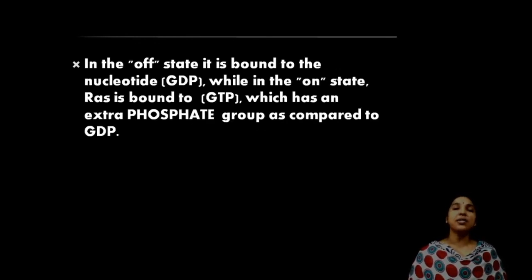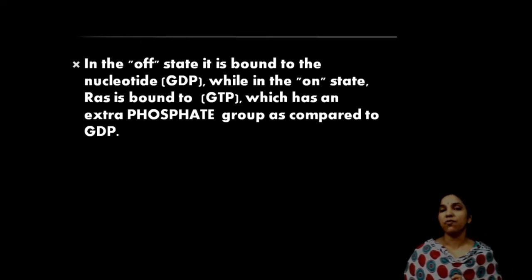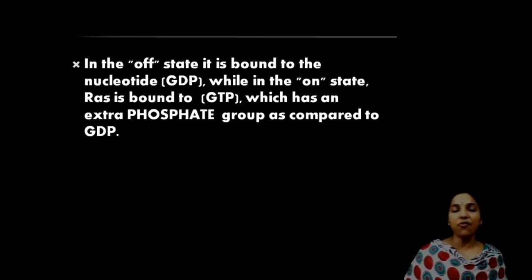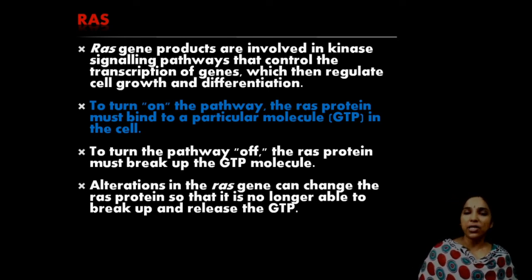In the off state, it is bound to GDP, and in the on state, it is bound to GTP. GTP means the phosphorylated condition, GDP to GTP, an extra phosphate group. So there are products involved in kinase signaling. That's the important one. To turn on means it binds to GTP. To turn off means it binds to GDP. See the image, I will show you the image.